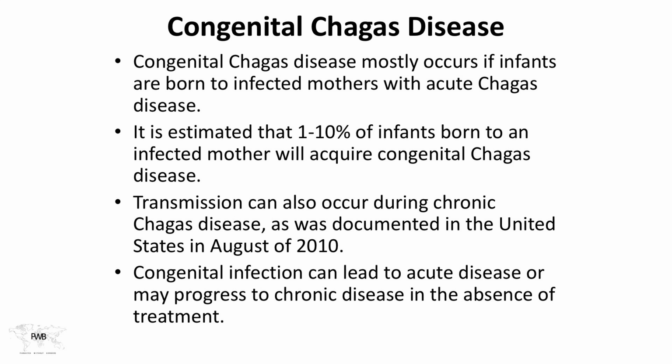Transmission can also occur during chronic disease. This is much less common, but actually was documented a number of years ago in the United States. And then congenital infection can lead to acute disease, or just like the adult, you can potentially have control and then later on progress to chronic disease if there is no treatment.